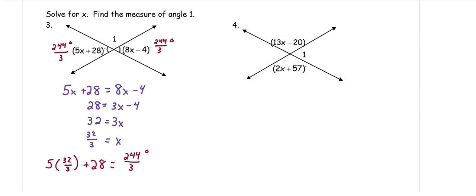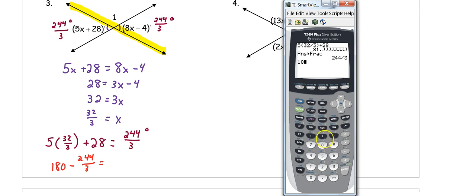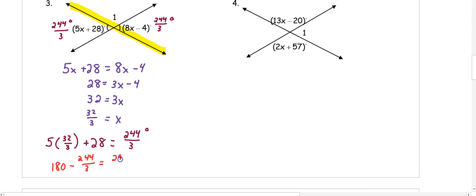So to find the measure of angle 1, I know that this is a straight line, and straight lines always have a measure of 180. So to find the measure of angle 1, we're going to do 180 minus the measure we just found. So again, in our calculator, 180 minus parenthesis 244 divided by 3. Math, enter, enter. So we get 296 over 3 degrees.